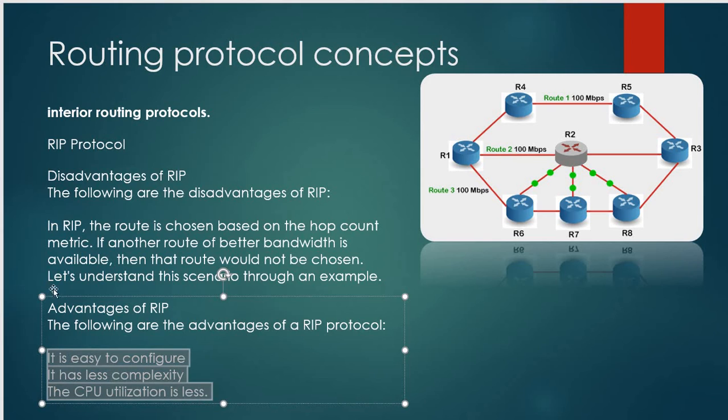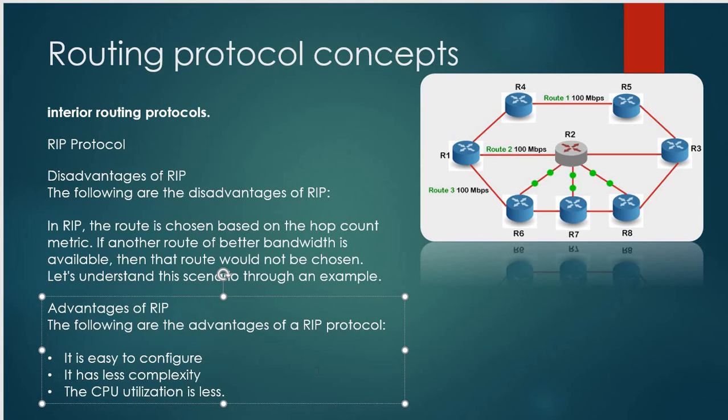And the advantages is it is easy to configure the routers, okay. It is easy to configure this RIP. It has less complexity, so RIP does not have the routing complexities of checking those routing tables and all, and it has less CPU utilization, okay. So these are the advantages and the disadvantages of the interior routing protocol.